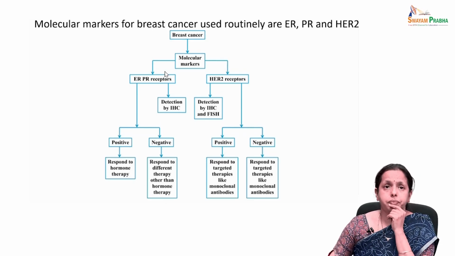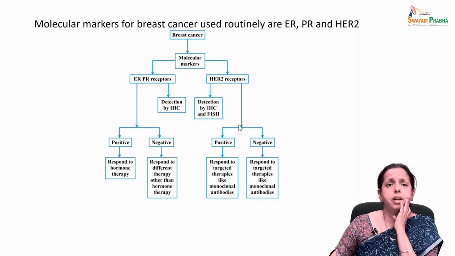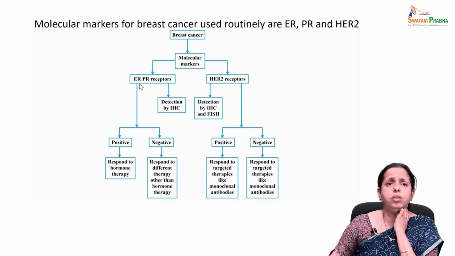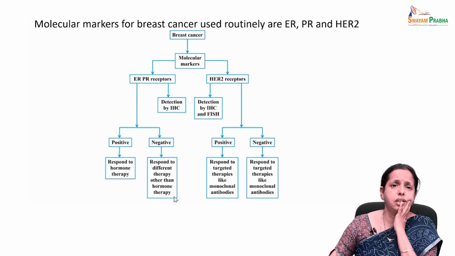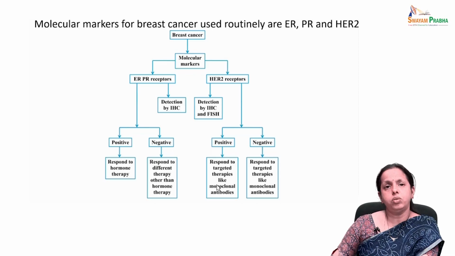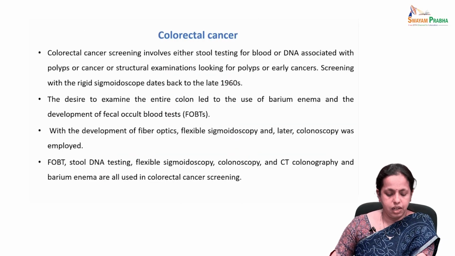The ER/PR receptors, and then the HER2 receptors, are detected by IHC, immunohistochemistry, or by the FISH method. If they are positive, they respond to hormone therapy. If these receptors are negative, they have to go for different therapies other than hormones. Similarly with HER2, they respond to monoclonal antibodies if they are positive, and if negative, they have to approach other targeted therapy.